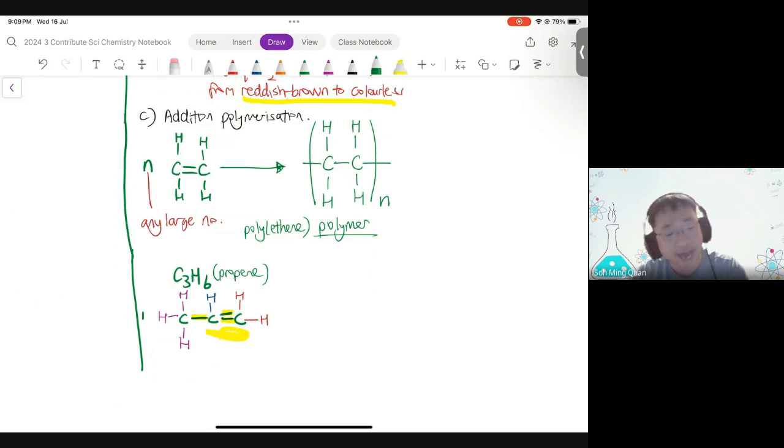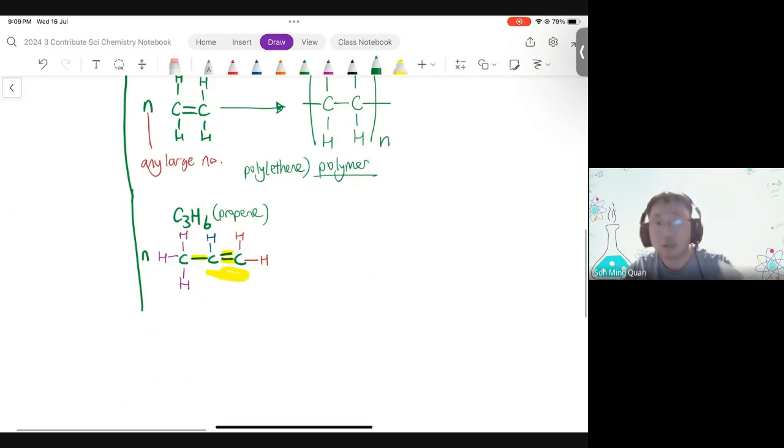Propene again can polymerize. So if I have n molecules of propene, they can join together by addition polymerisation. But how would you draw it? How would you draw the polymer? And that's the key that most students get lost with. Now, the idea is not to start immediately with this particular structure. You need to redraw the alkene first. And how will we do that?